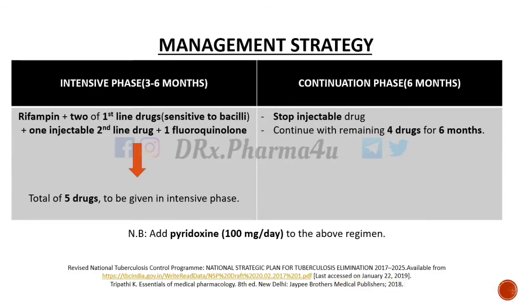You can use rifampin plus any 2 first line drugs to which the bacilli are sensitive, plus 1 injectable second line drug, plus 1 fluoroquinolone. So a total of 5 drugs should be given in the intensive phase. In the continuation phase, we usually stop the injectable drug and we continue with the remaining 4 drugs for 6 months. Again, we should add pyridoxine to the above regimen.